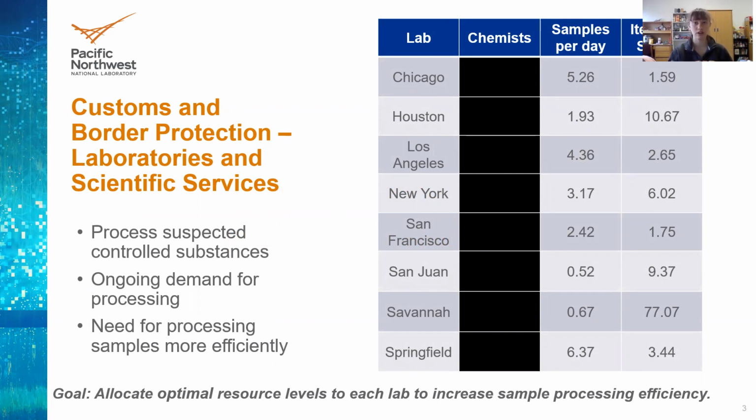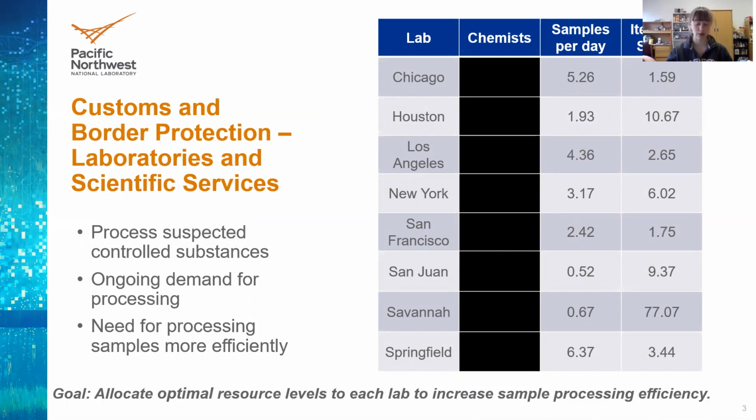So they came to PNNL with various information about their labs: the number of chemists that each lab had, the samples each lab saw per day, and the items each lab saw per day. Just as a quick note, the current number of chemists at each lab has been redacted throughout the presentation for security reasons. But anyway, CBP-LSS came to PNNL with the hope of getting back optimal numbers of chemists to assign to each of their 8 labs so that they would increase their processing efficiency of these samples.